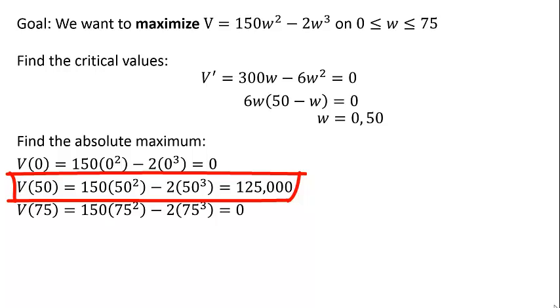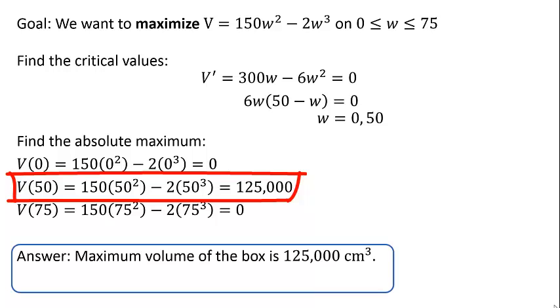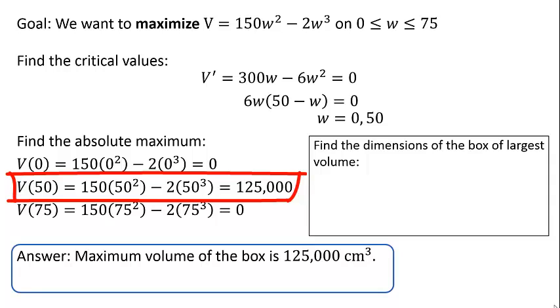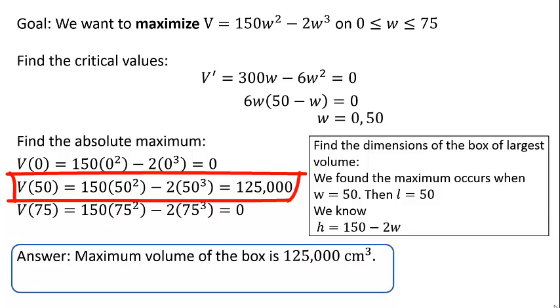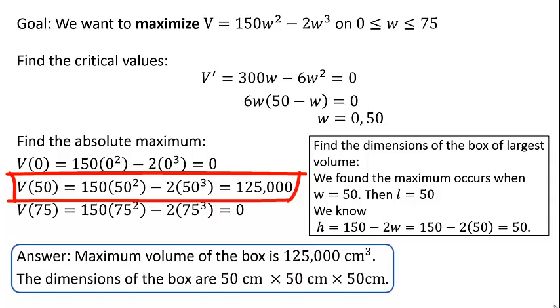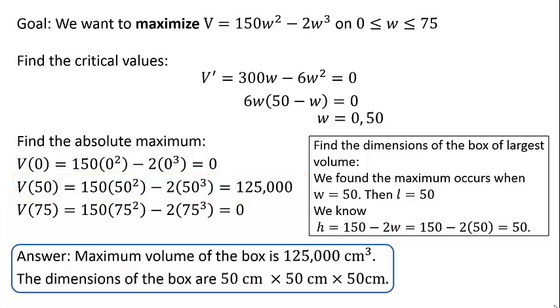We now only need to answer the questions posed in the problem. We found that the maximum volume of the box is 125,000 centimeters cubed. We were asked to find the dimensions of this box. To find the dimensions, we note that the maximum occurs when the width equals 50 centimeters. Since the length and width are equal, then the length is also 50 centimeters. And we know that the height is 150 minus 2W. So when W equals 50, H is 50 as well. Hence, the dimensions of the box will be 50 centimeters by 50 centimeters by 50 centimeters.